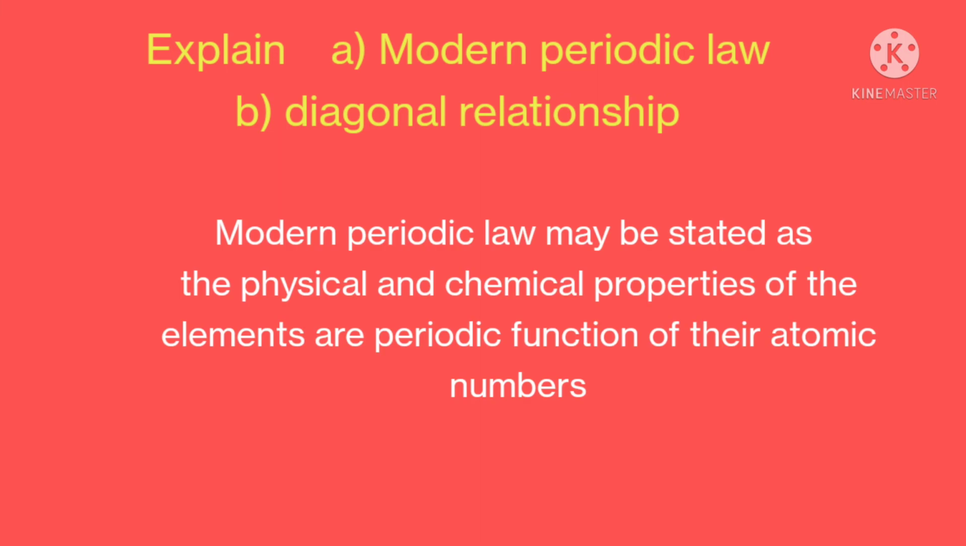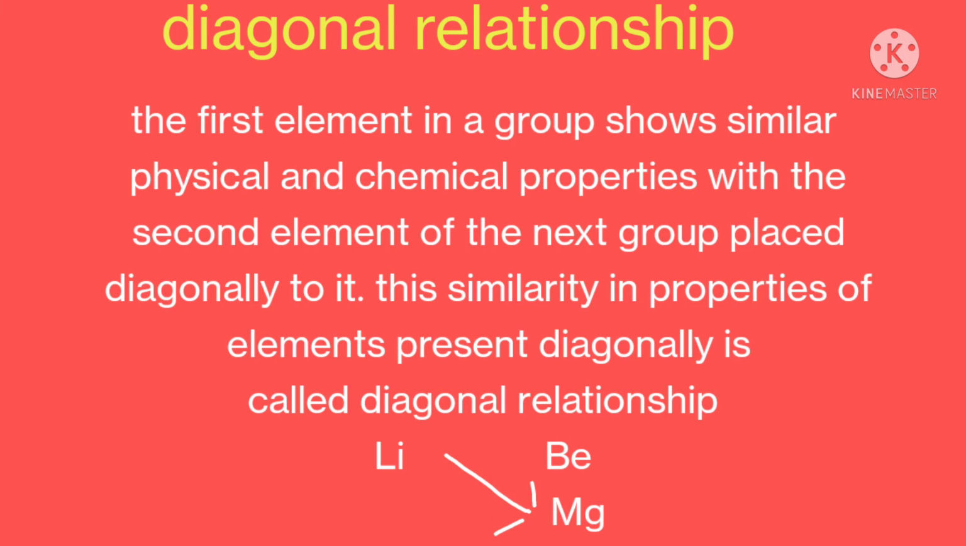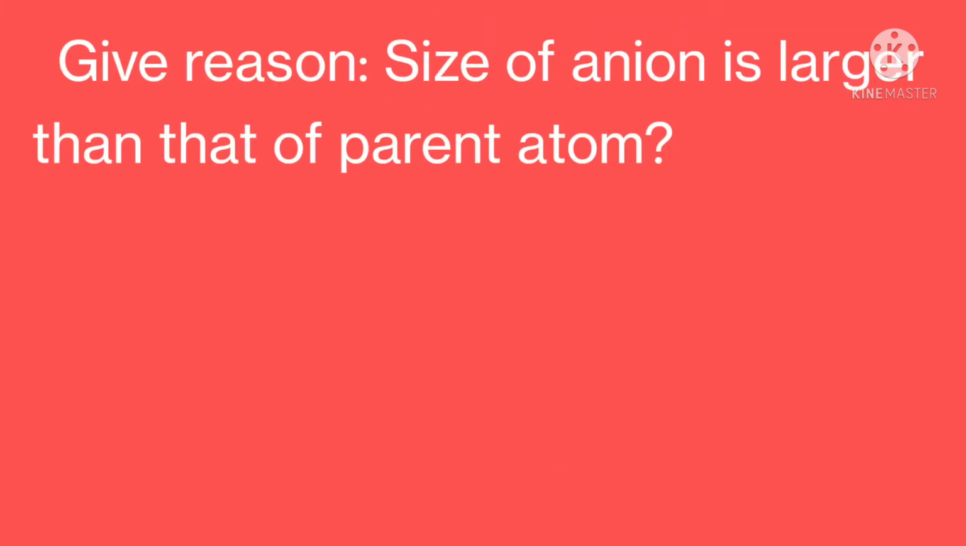Explain modern periodic law. Modern periodic law may be stated as that physical and chemical properties of elements are periodic function of their atomic number. Diagonal relationship. The first element in a group shows similar physical and chemical properties with the second element of the next group placed diagonally to it. This similarity in properties is called diagonal relationship. For example, lithium is similar in properties to magnesium placed diagonally to it.